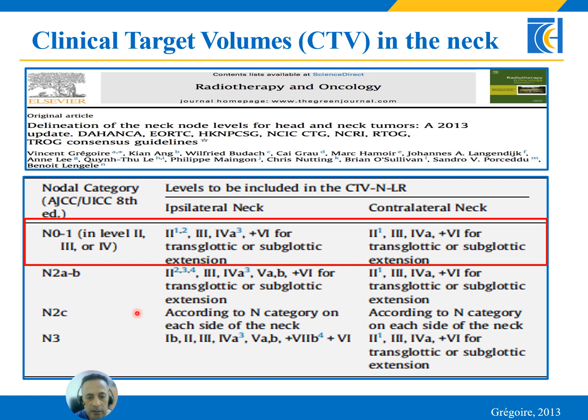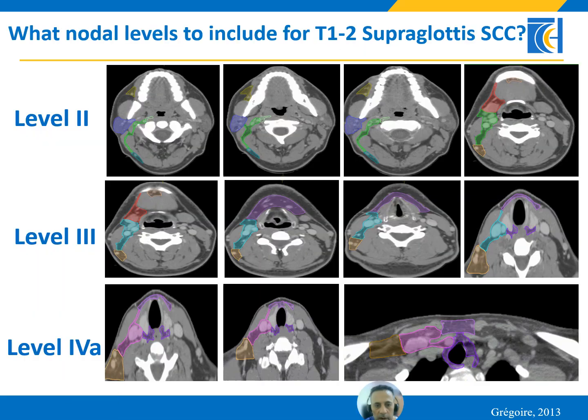And according to international recommendation for T1N0M0 supraglottic larynx, it's recommended to include levels 2, 3, and 4A on both sides of the neck. I start contouring of level 2 at the level of the transverse process of C1. Medially, I stop at the medial border of the internal carotid artery.